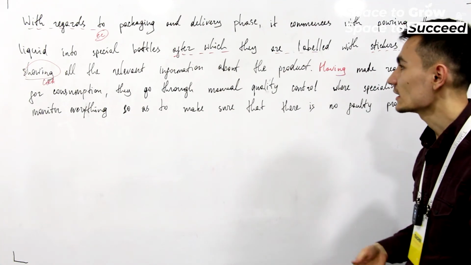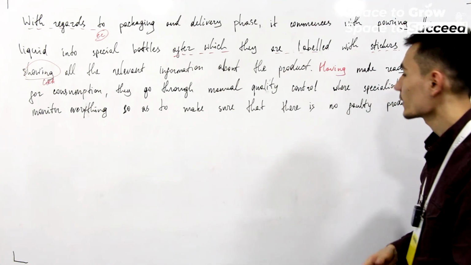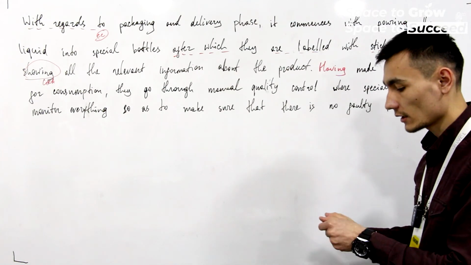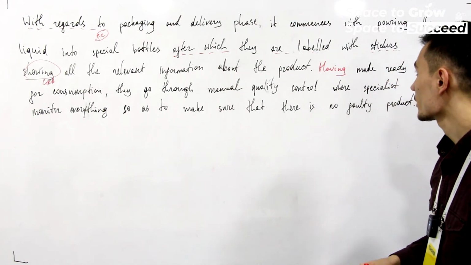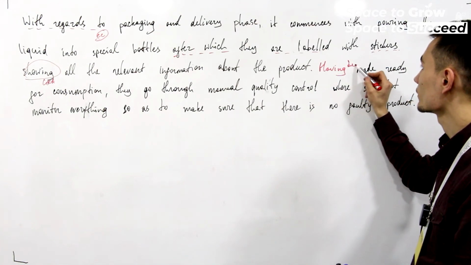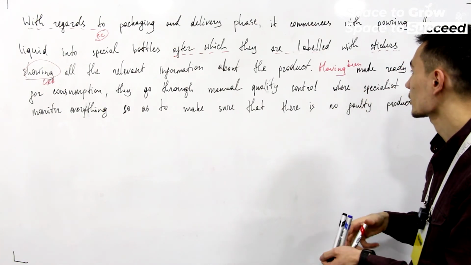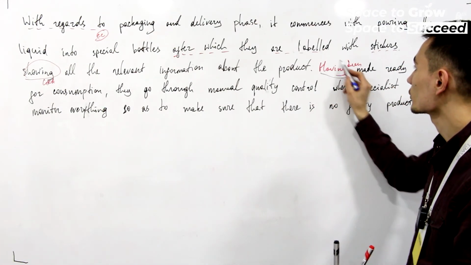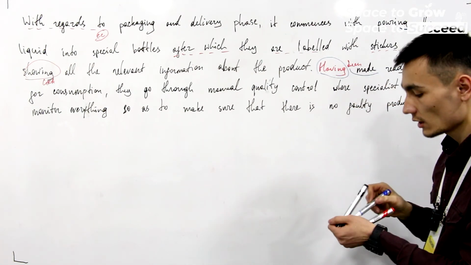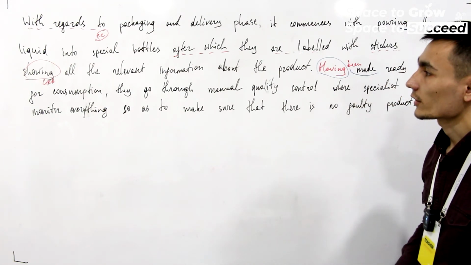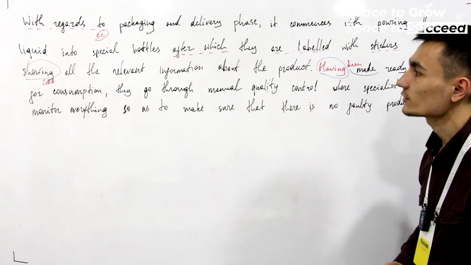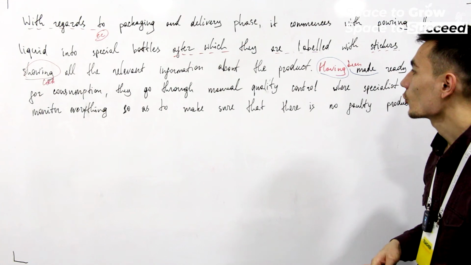I just completely improvised here. I said having made ready for consumption. So make ready, and so I mean a mistake here, make ready. So having been made. Having been made is a better structure here, grammatically correct. I'm trying to use a past participle clause, and I'm saying being made ready for consumption. I hope you understand the structure. For consumption, they go through manual quality control.